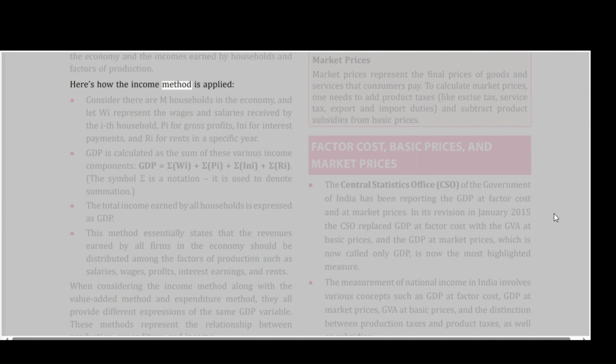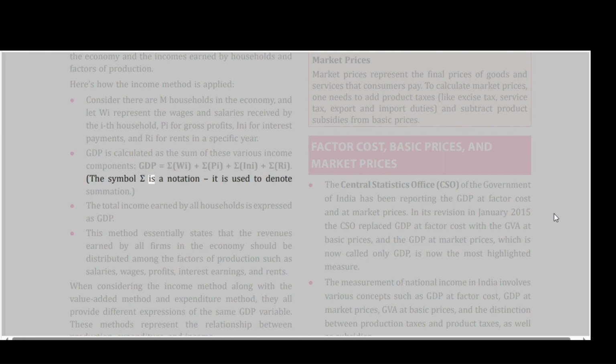Here's how the income method is applied. Consider there are M households in the economy, and let Y_i represent the wages and salaries received by the ith household, Pi_i for gross profits, INT_i for interest payments, and RE_i for rents in a specific year. GDP is calculated as the sum of these various income components. GDP equals sigma Y plus sigma Pi plus sigma INT plus sigma RE.